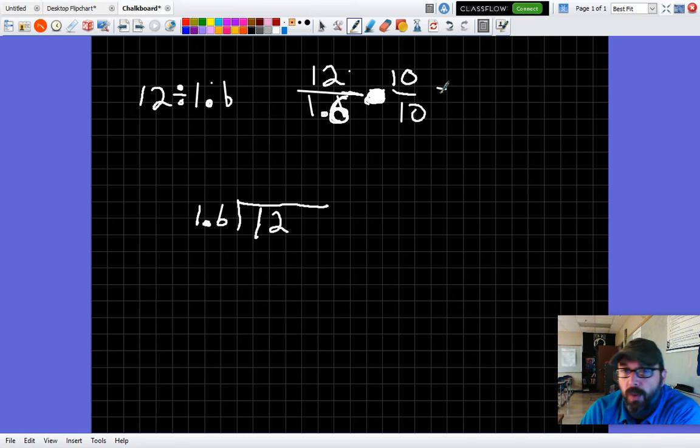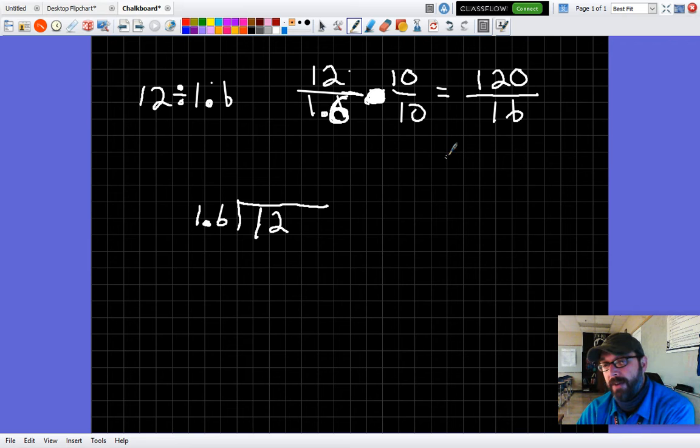Trust me. We multiply the numerators, so 12 times 10 is 120. And we multiply the denominators. 1.6, 1 and 6 tenths, times 10 is 16. These are the same numbers. So I can look down here at my goes into symbol, and I can see that this 1.6, I can multiply it by 10, so long as I multiply this 12 by 10 as well.